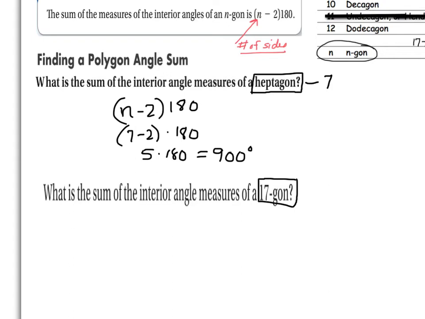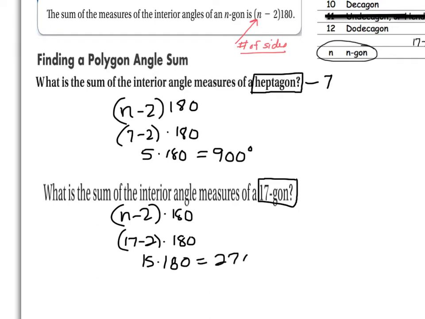Okay, now that you've hit pause on the second example, let's take a look at it here. Again, n minus 2 times 180. My number of sides is 17, so 17 minus 2 times 180, which ends up being 15 times 180, which tells me that there are 2,700 degrees in a 17-sided shape on the inside.